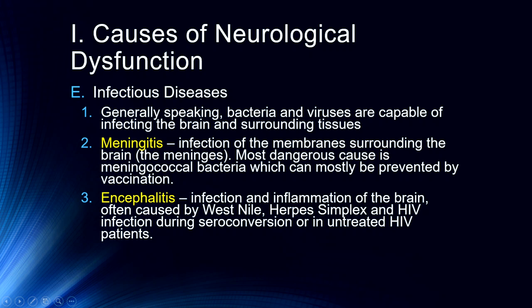Encephalitis, then, is an infection and inflammation of the brain. This can be caused by West Nile virus, which is transmitted via mosquitoes. It can be caused by herpes simplex viruses, and varicella zoster viruses. And HIV infection during seroconversion, which is the time at which an individual who has acquired HIV is undergoing what we call seroconversion. That is, the HIV is hijacking their blood, and their body is starting to produce antibodies. And in untreated HIV patients.